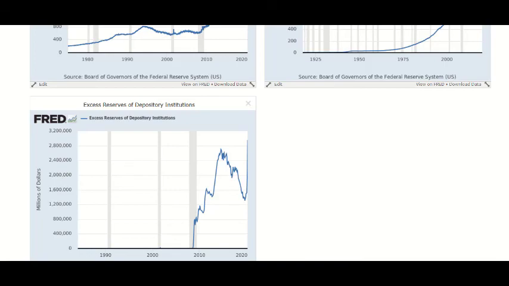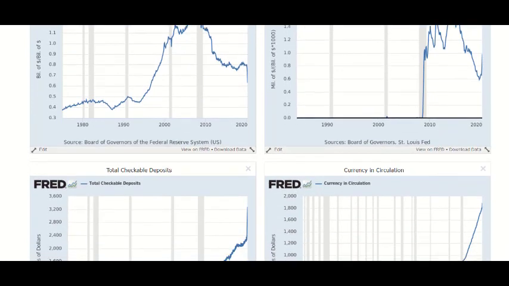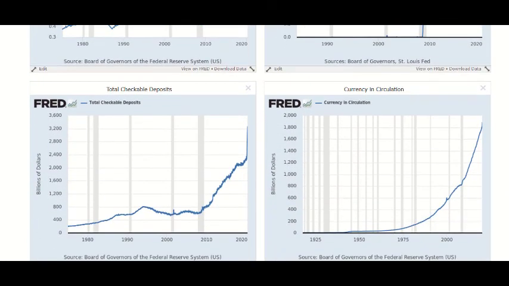But we want to calculate things in terms of reserves relative to deposits. Hence, we had currency in terms of total checkable deposits. We have excess reserves in total as a function of total checkable deposits. And you'll see why in a second. Okay, so that's 1.0. And so this is insightful. You can see what's going on here.